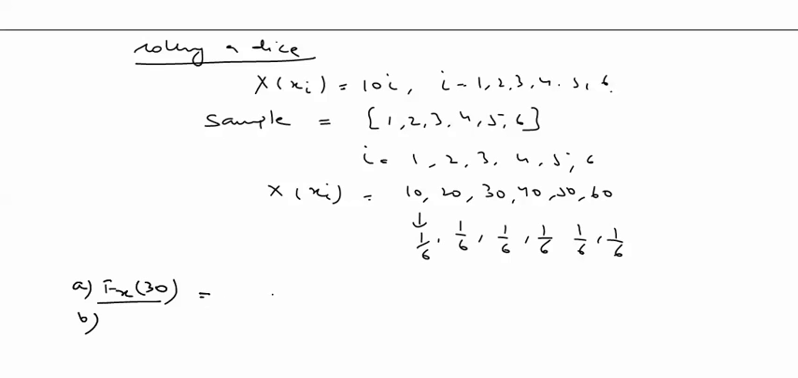30. How can we calculate it? 30 comes from P10, P20, P30. Accumulate all these values, and the result will be 1/2. In this way we calculate F(30).